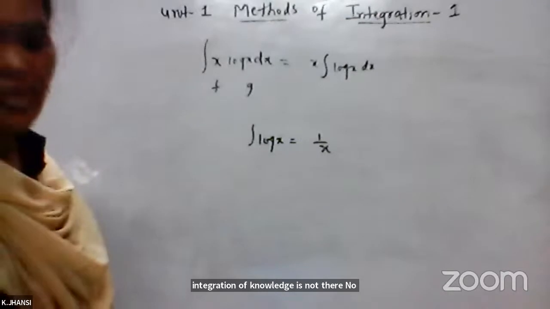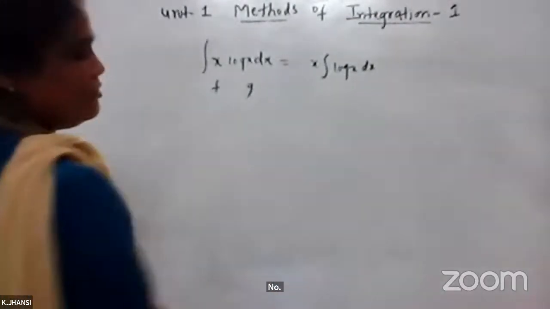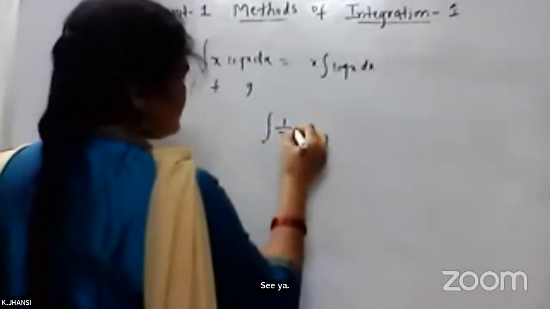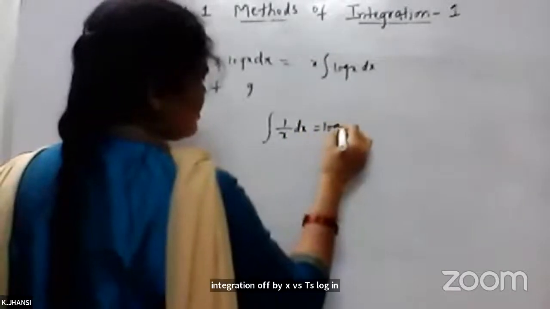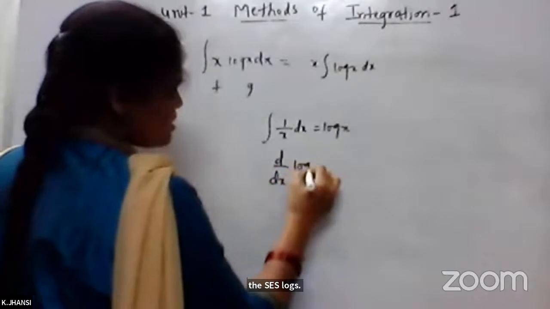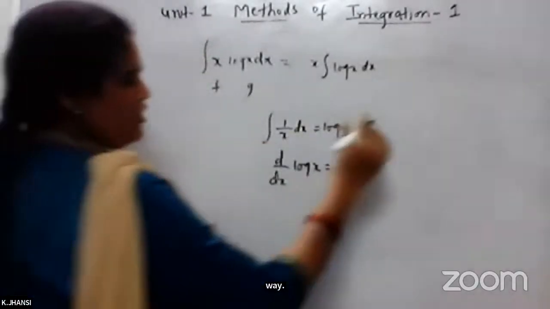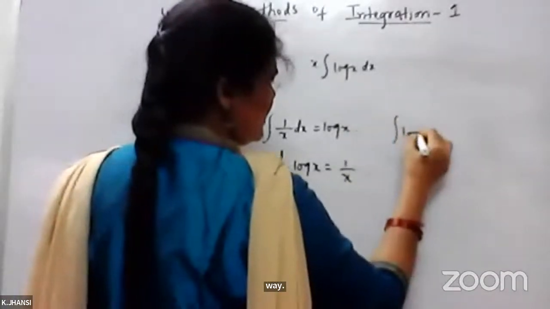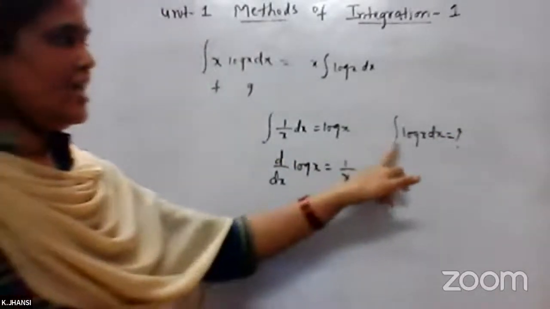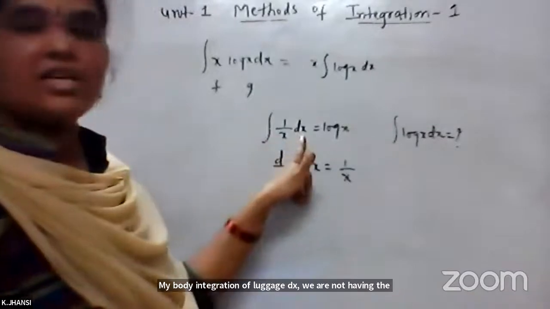Integration of 1 by x will be there. See here. Integration of 1 by x dx is log x, and differentiation by dx of log x is 1 by x. So we do not have the formula for the integration of log x dx in the book, but integration of 1 by x dx is there.